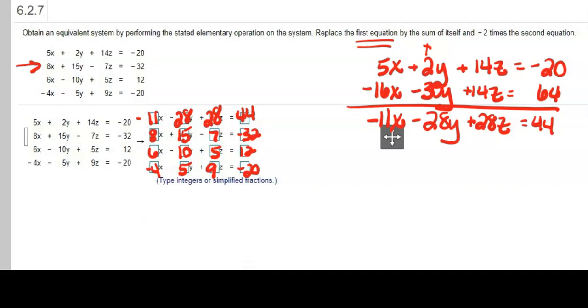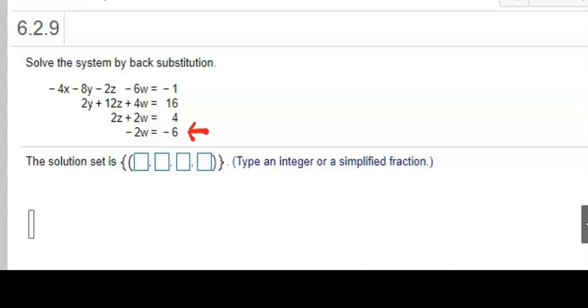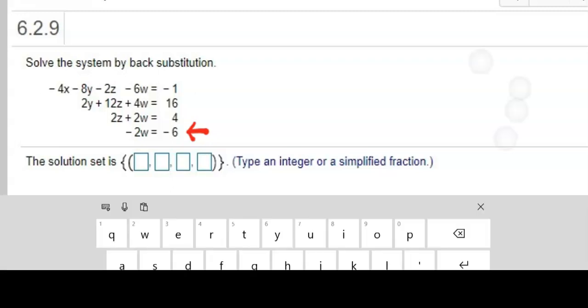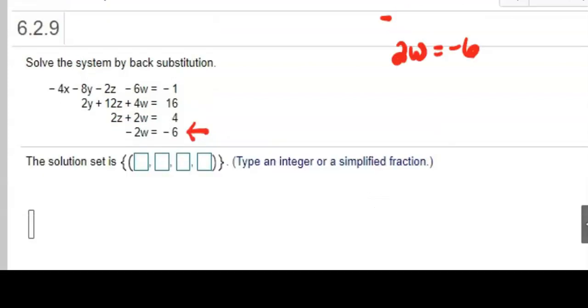So pause. All right. For this one, we want to solve this system. And if you'll notice, looking from the very bottom to the top, I'm going to start at the bottom. The bottom row says that negative 2w's is the same thing as negative 6. If I divide both sides by negative 2, that means I know what w is. W is 3.